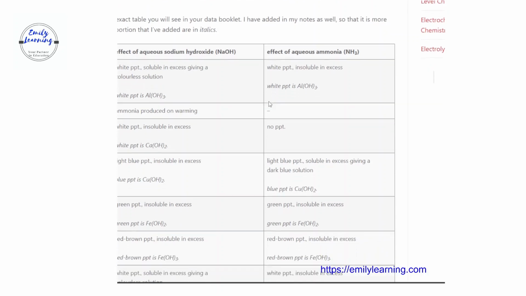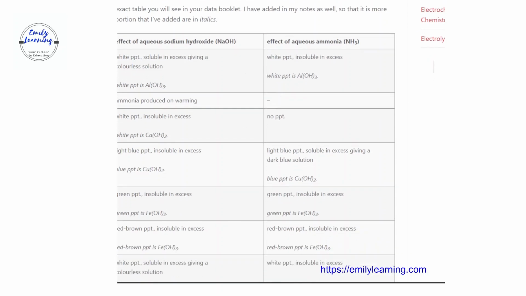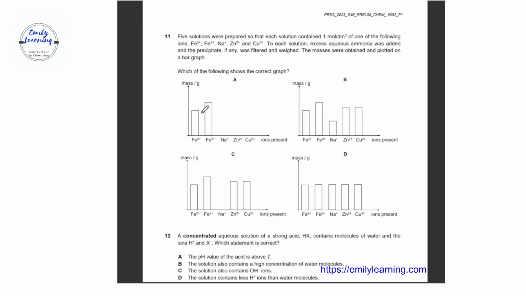If you look at this, we do have iron(II), iron(III), sodium, zinc, and copper. We know that sodium definitely won't have any precipitate, because sodium compounds are highly soluble, so sodium hydroxide is also soluble. So there will not be any precipitate at all, so here should be empty. So B is out, D is also out, because Na+ should be empty. There will not be any precipitate. Next, let's check Fe2+, Fe3+, zinc, and copper. Let's look here.